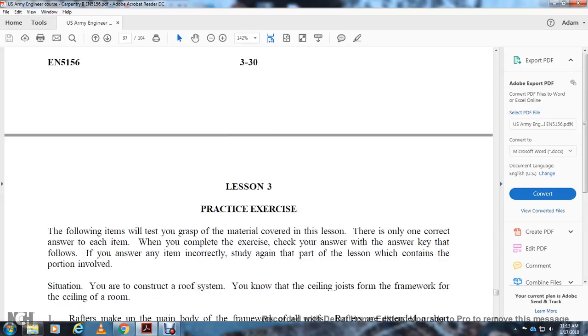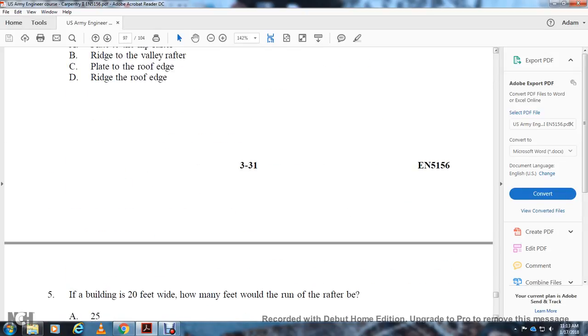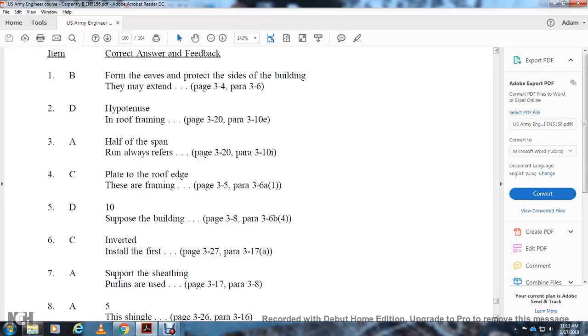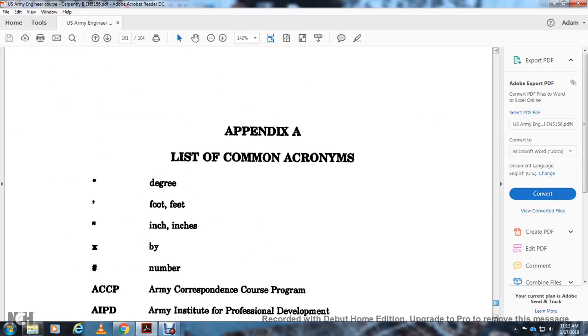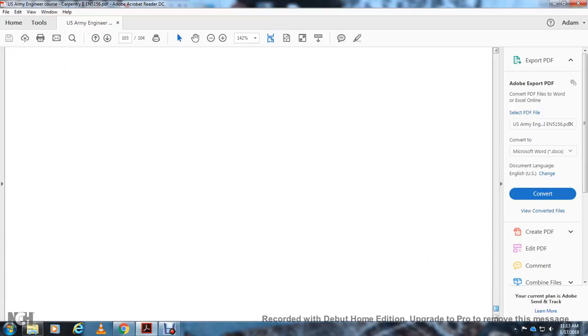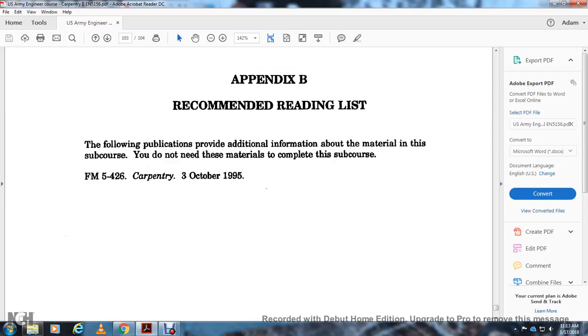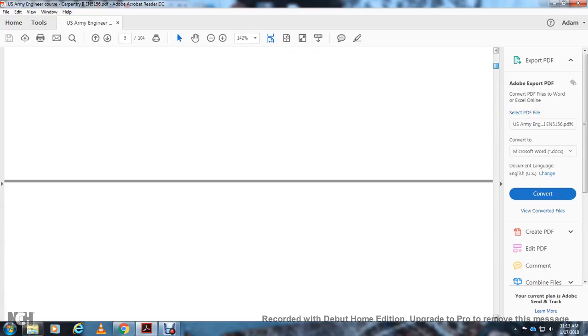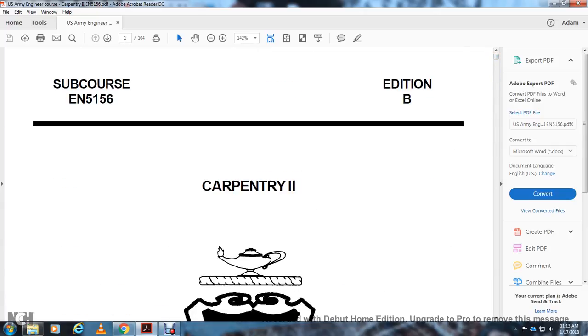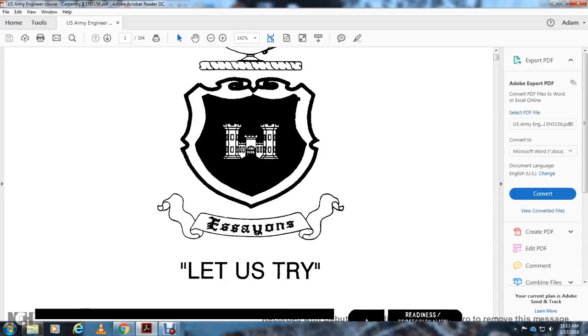And that was lesson 3 practice exercise answers, appendix, and recommended listings of FM 5426 Carpentry, October 3rd, 1995. That completes the 3rd tape of Carpentry and Subcourse Entry AN 5156 Edition B, Carpentry 2, AIPD course.